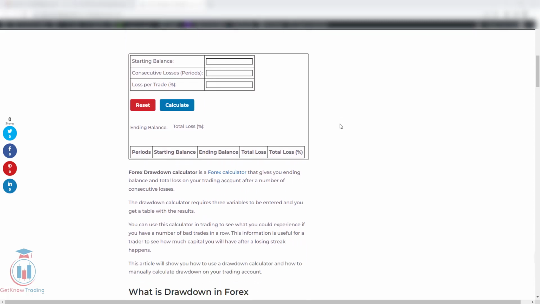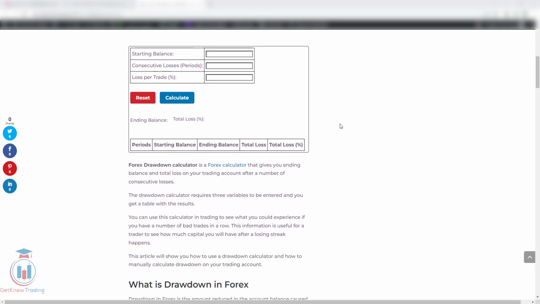In this video lesson, I will show you what a Drawdown Calculator is in Forex trading, where you can use this calculator to calculate the ending balance and also the total loss on your trading account after consecutive losses on each trade with defined risk. The Drawdown Calculator link you can find below in the description.